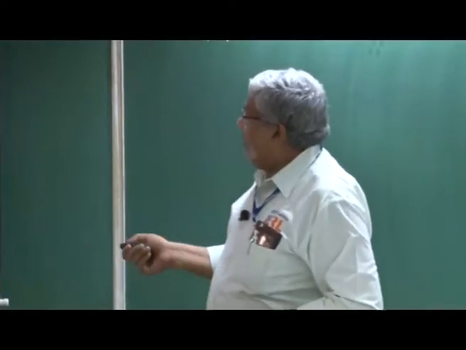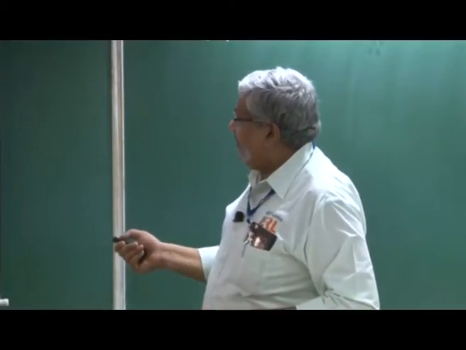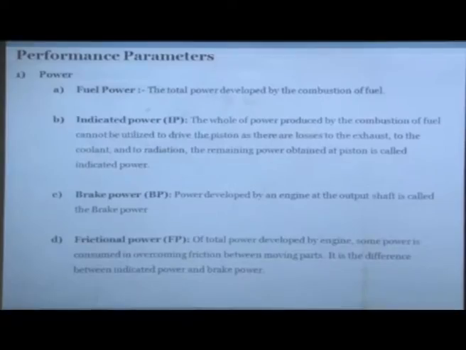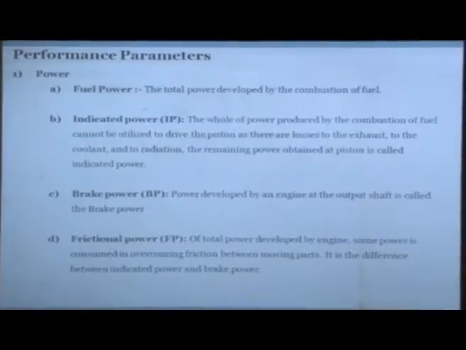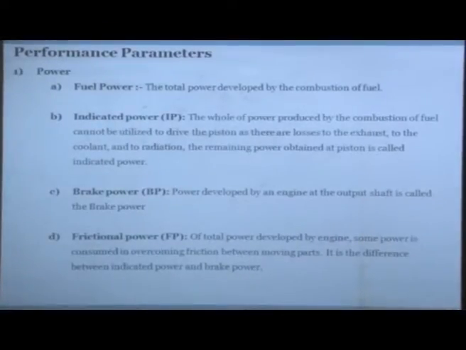So the whole power produced by the combustion of fuel cannot be utilized to drive the piston, because there are losses to the exhaust, to the coolant, to the radiation, and the remaining power obtained at the piston is called indicated power. So out of the total fuel power, a reasonable fraction goes to the piston, and that power is called indicated power. And from there, an even smaller fraction is available to you at the shaft end. That's called brake power. The power developed by the engine at the output shaft is called brake power.